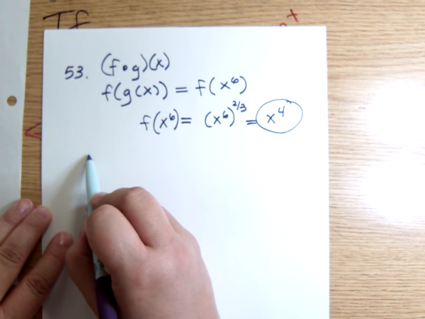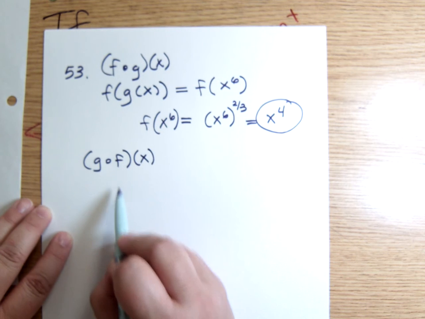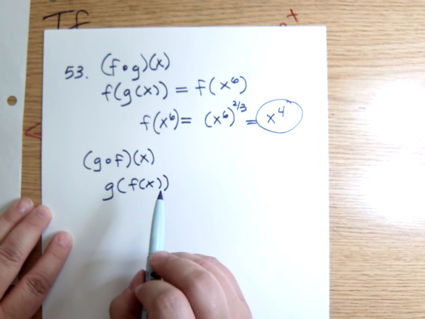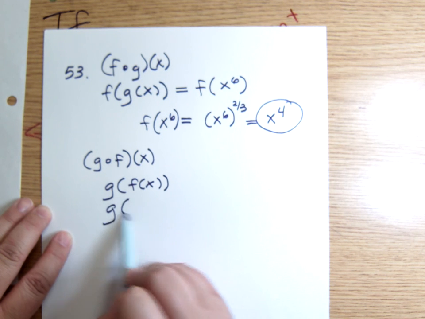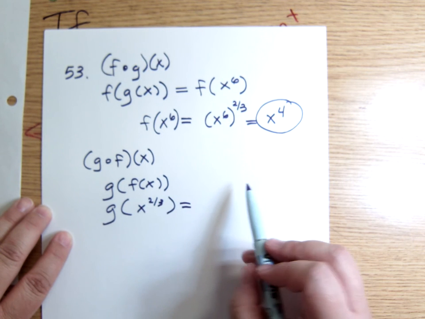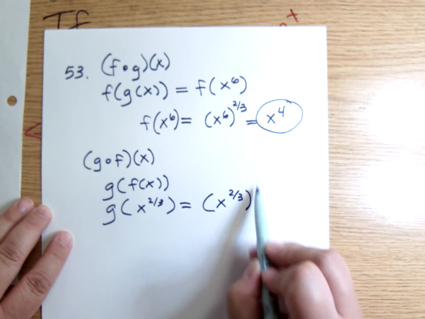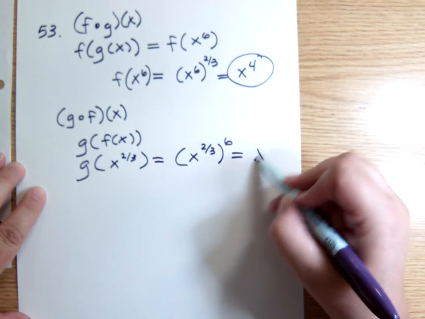Now let's do g of f. That means g of f of x. So I'm taking what f of x equals, which is x to the 2/3, and I'm plugging that in to the g function. The g function is x to the 6th, so it's going to be that to the 6th. Well, look what happens. 2/3 times 6, once again, is x to the 4th.